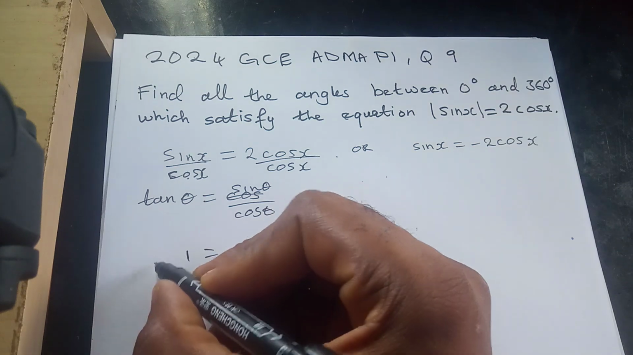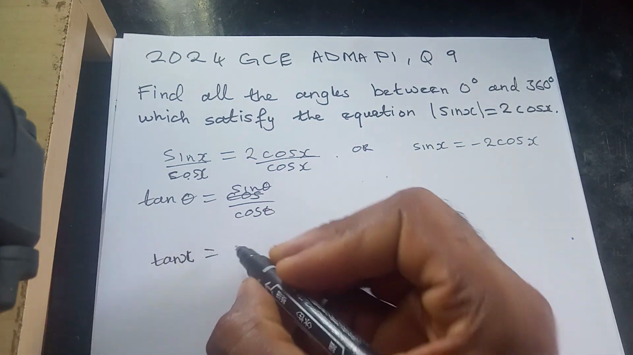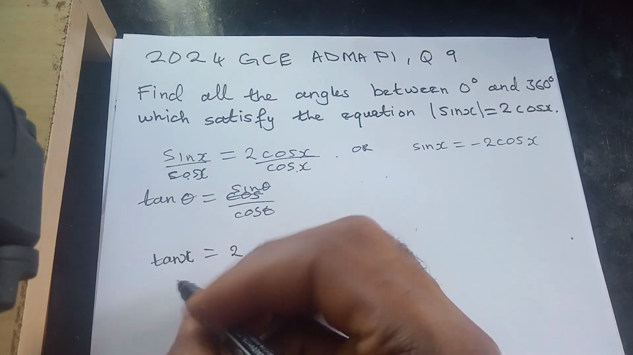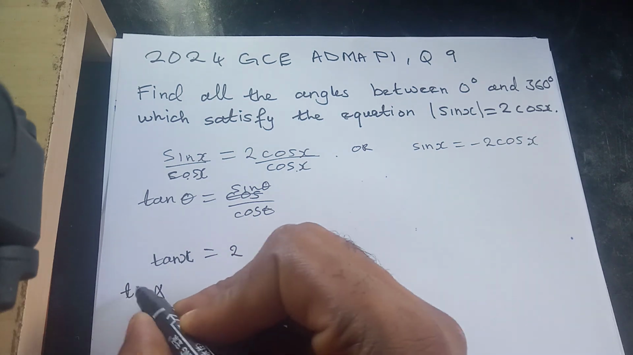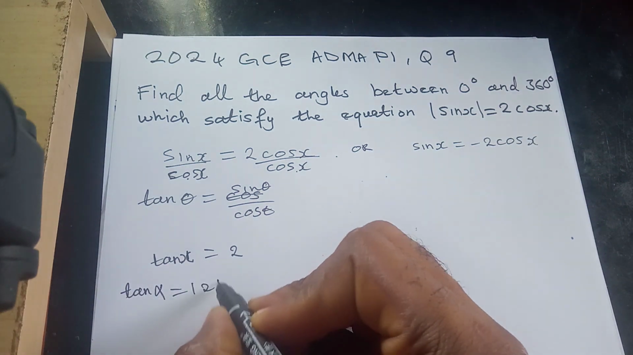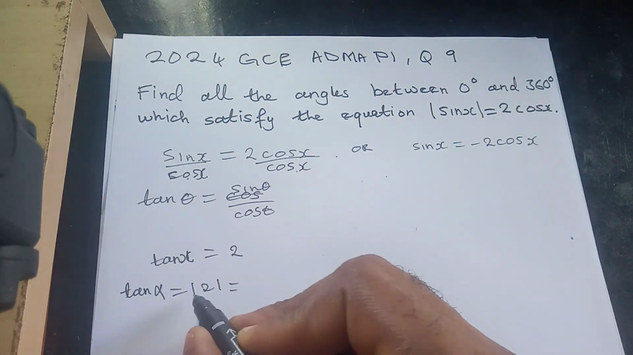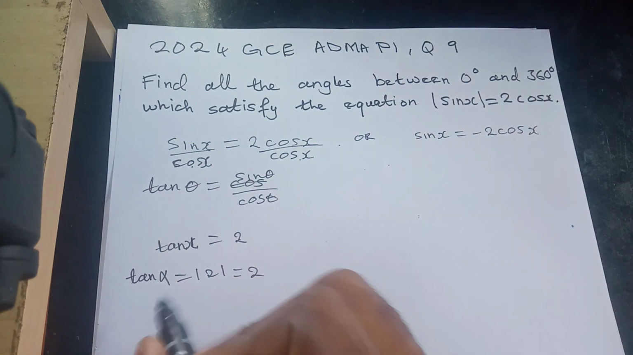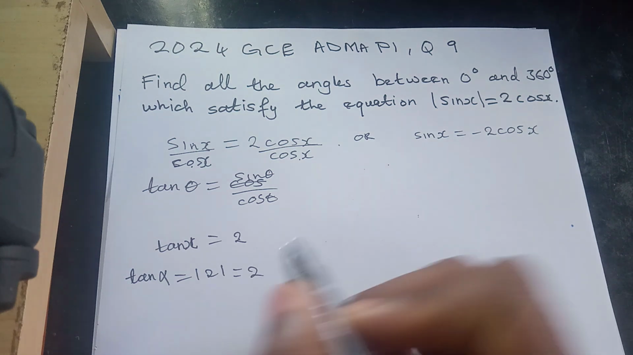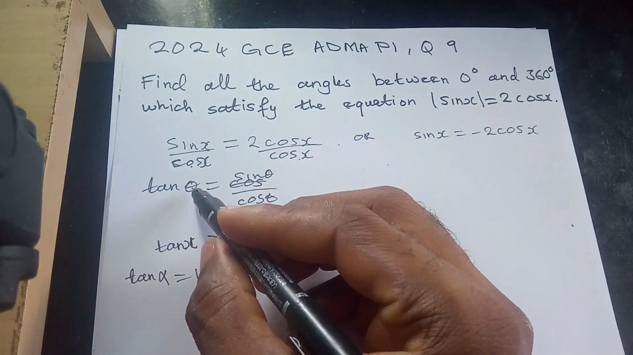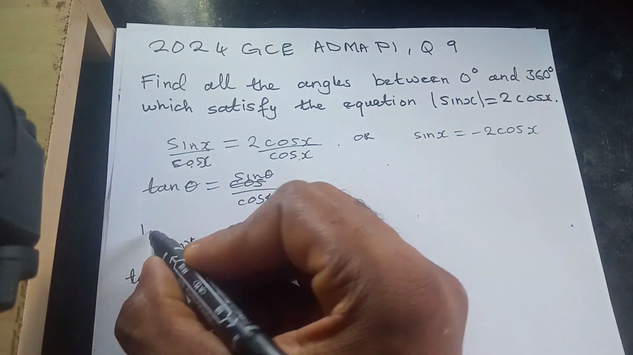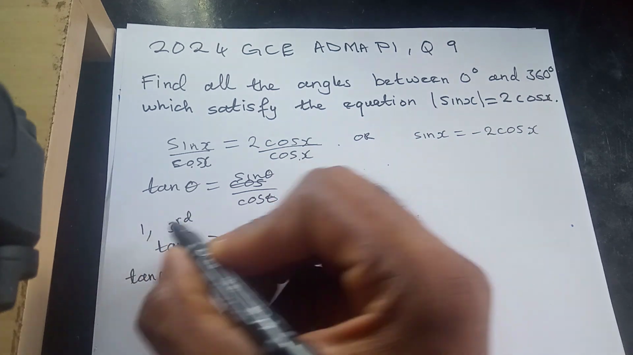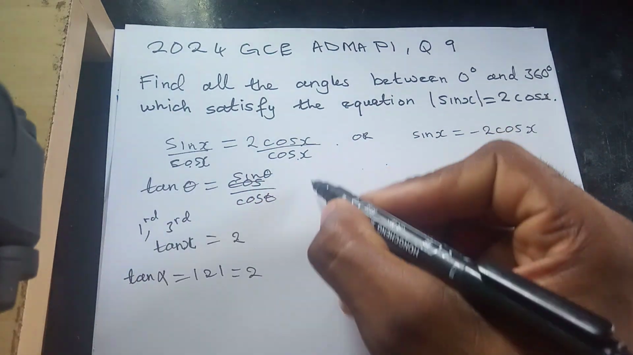Actually this is a tan x, and then this into this will be a 1, so we have a 2 this side. And then you can find your alpha by saying tan alpha is equal to the modulus of 2, and because this is positive 2, we have this. So before we go anywhere, we know that since tan is positive, this angle here must be in the first quadrant or the third quadrant where tan is positive. Remember this.